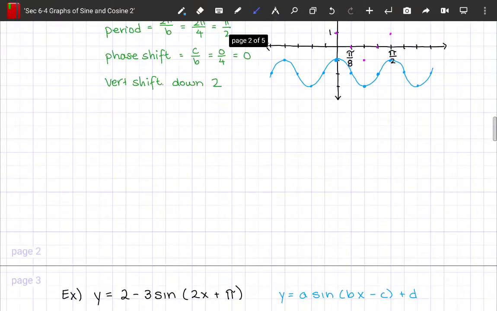So why don't you guys try doing this example at the bottom there. I would recommend pausing the video, but then see if you guys can graph that one. And we'll check in together.